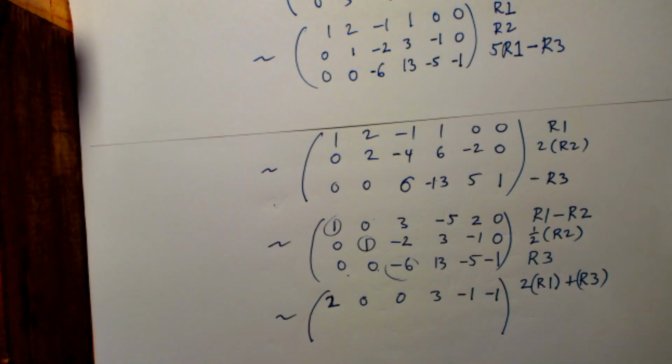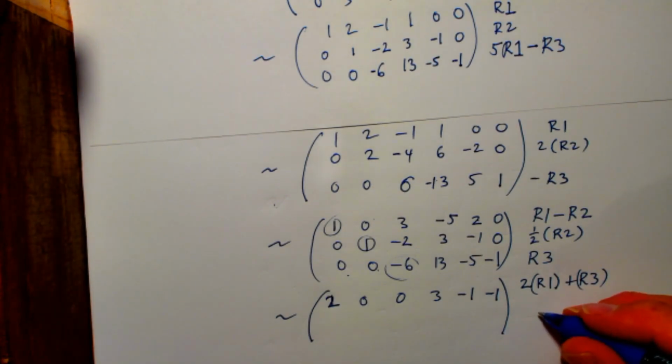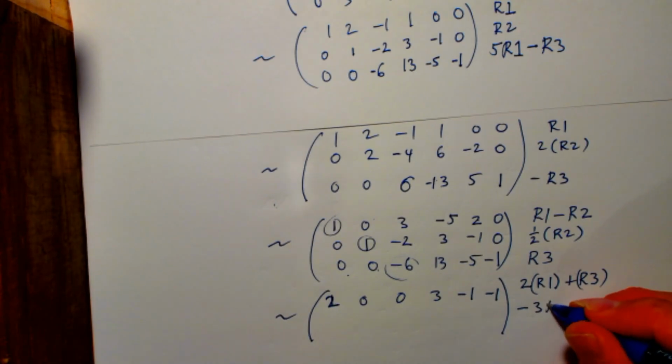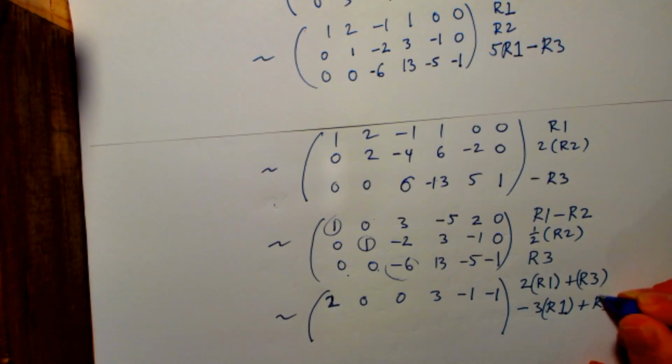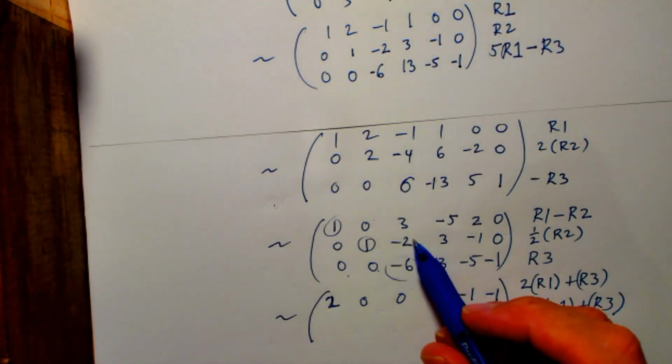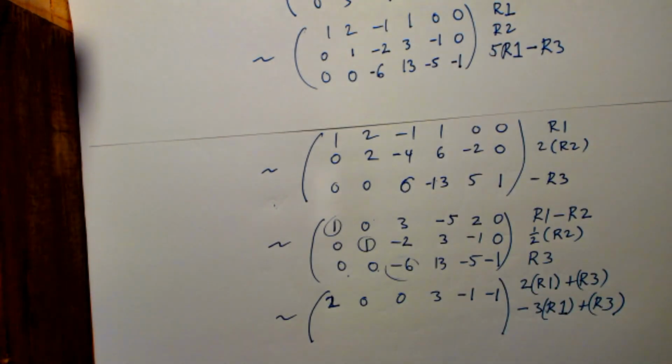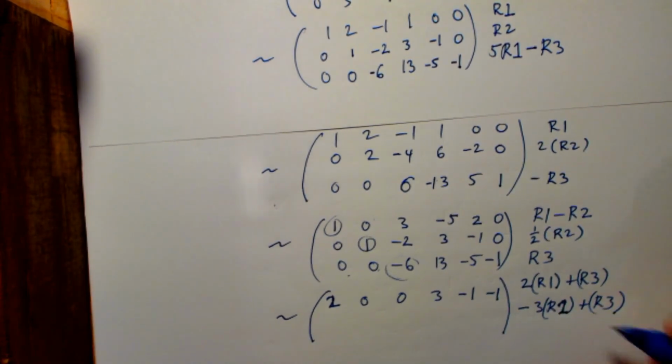So next I want to replace row 2 with, let's see, so how about minus 3 row 1 plus row 3, so that we would get a 0 there. Okay, so minus 3 times, oh sorry, that's row 2, isn't it? Row 2. Minus 3 times row 2 plus row 3.